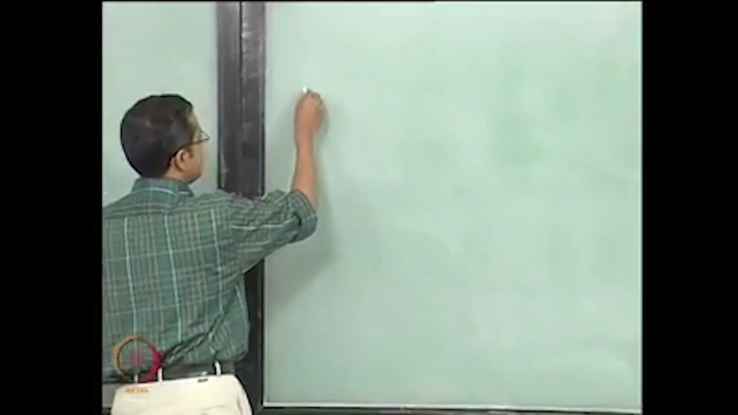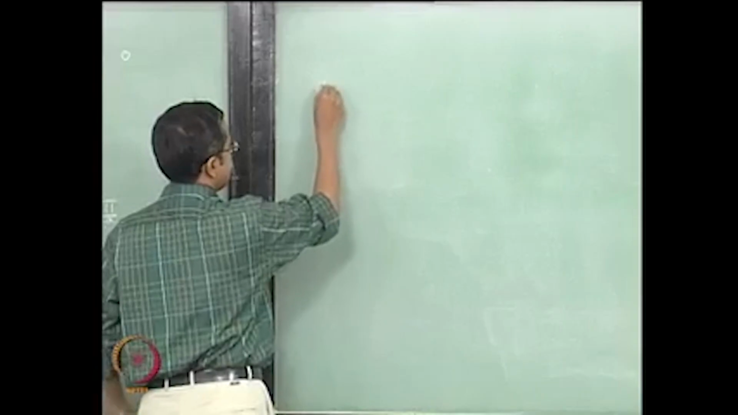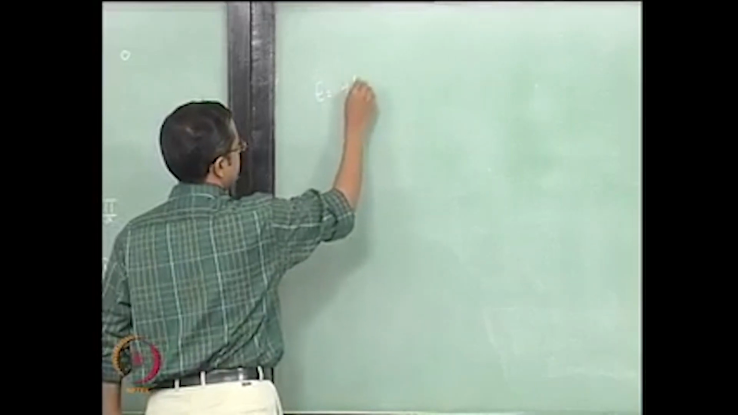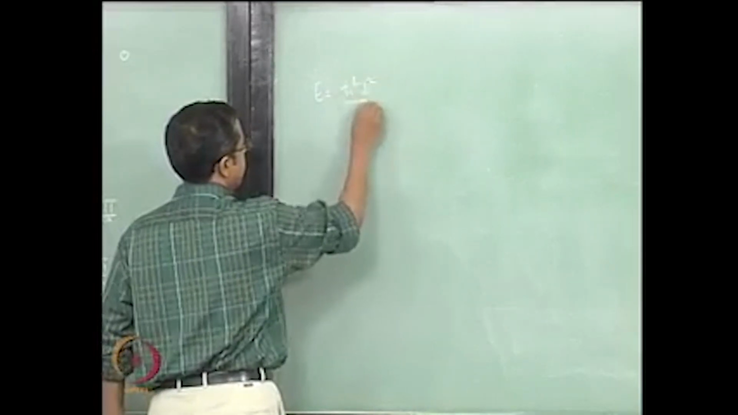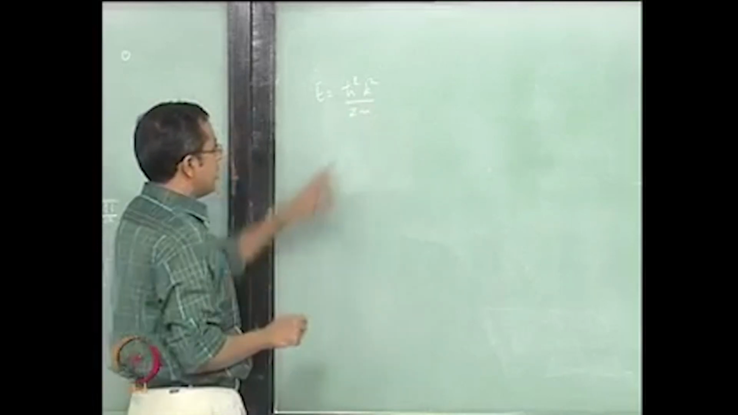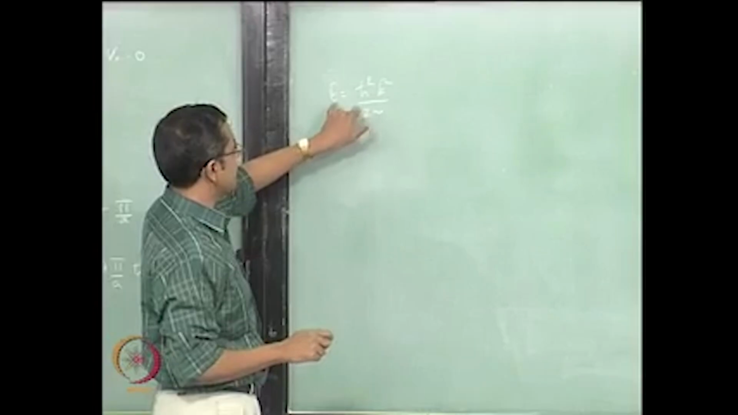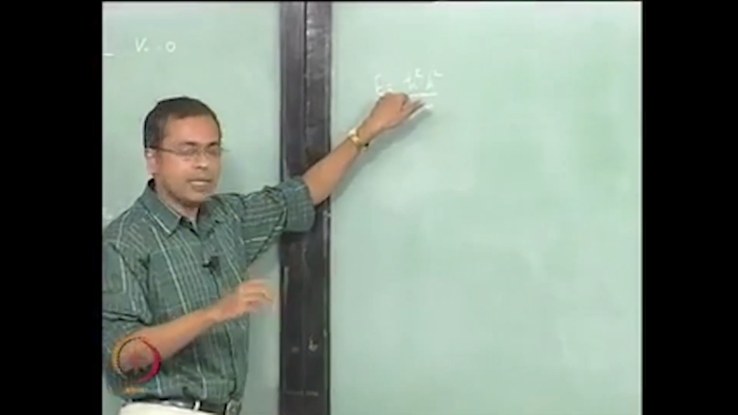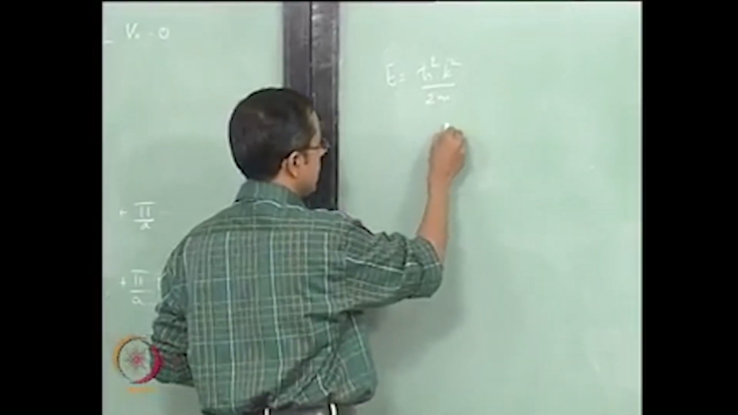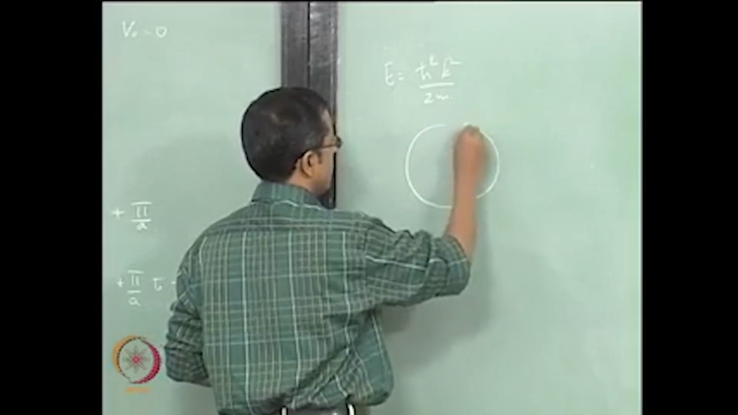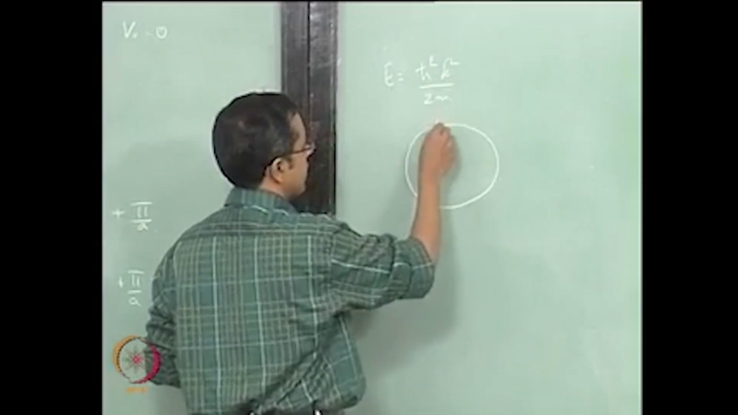So we have already seen that the E versus K relationship is E equals h bar squared K squared by 2m. This means that in 2 dimensions, points of the same energy are represented as a circle. That is why it is E equals h bar squared K squared by 2m.